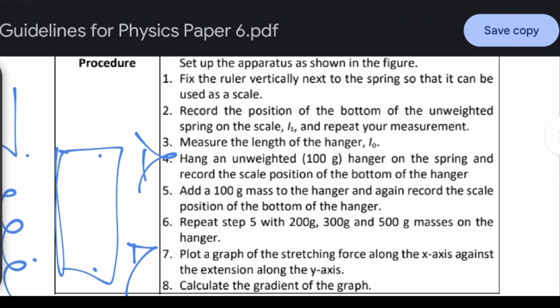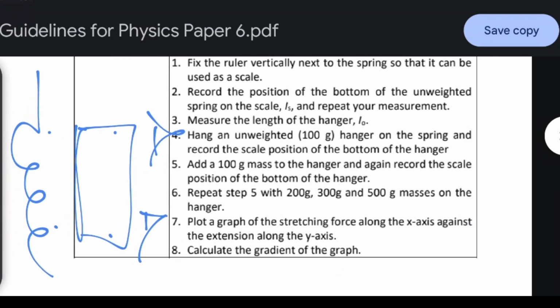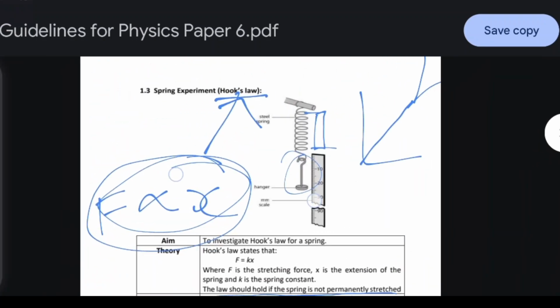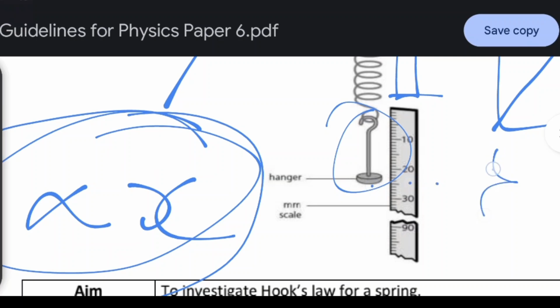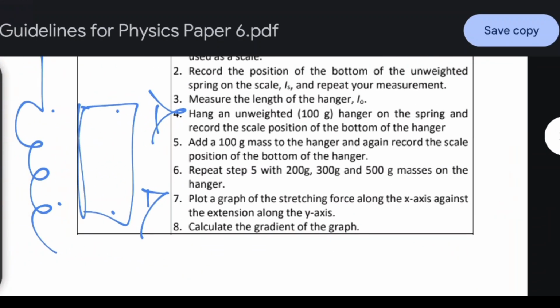Hang an unweighted 100-gram hanger on the spring and record the scale position at the bottom of the hanger. This is basically to check the measurement. Repeat with a 100-gram mass added to the hanger, and again record the scale position at the bottom of the hanger. Repeat step 5 with 200-gram, 300-gram, 500-gram masses on the hanger.